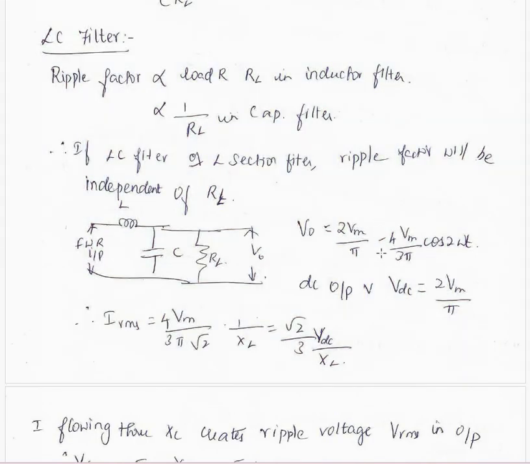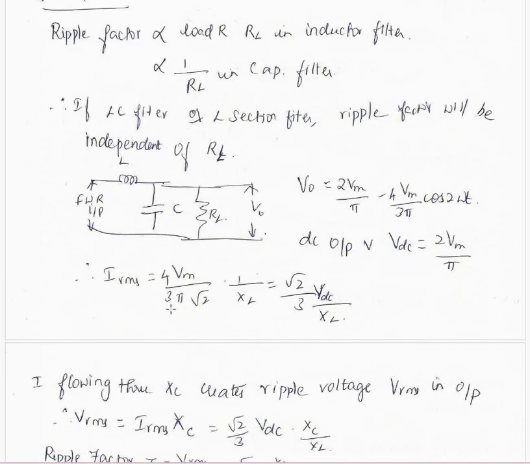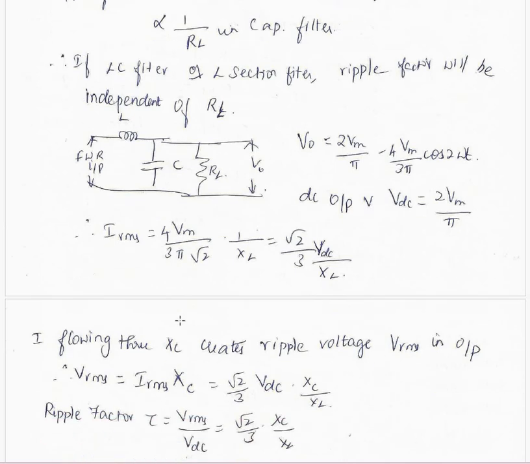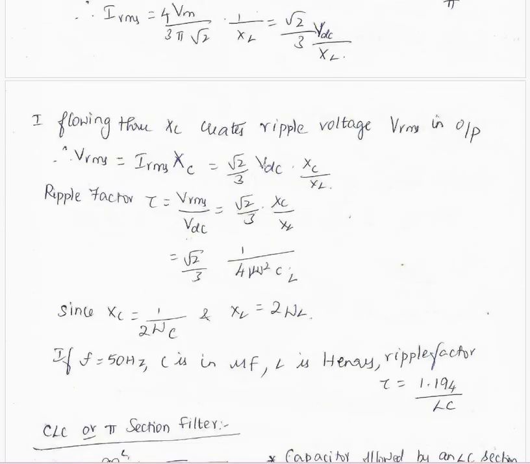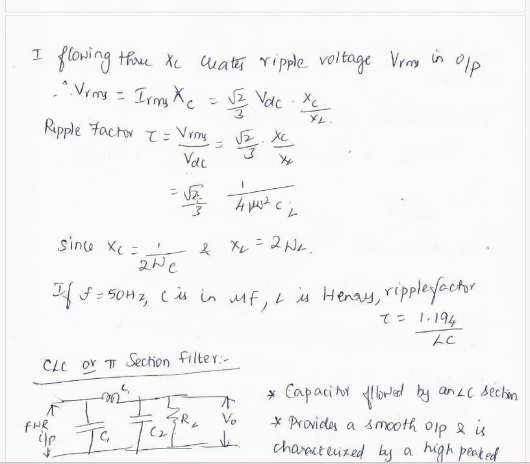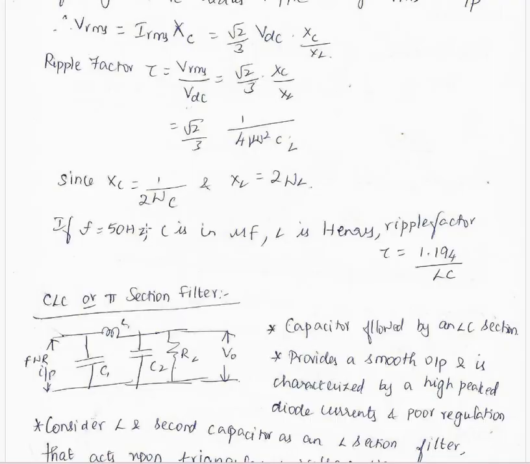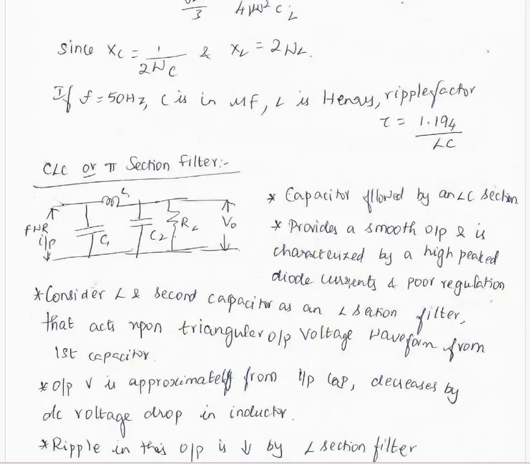Here V0 is 2Vm/π minus 4Vm/(3π) cos 2ωt, and VDC is 2Vm/π. IRMS is √2/3 times VDC/XL, and VRMS is √2/3 times VDC XC/XL. The ripple factor is √2/3 times 1/(4ω²CL), and for frequency 50 Hz, the ripple factor is 1.194/LC.